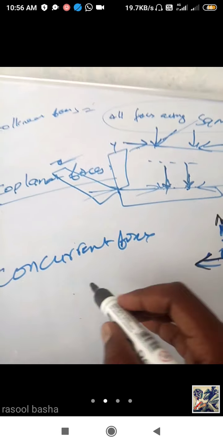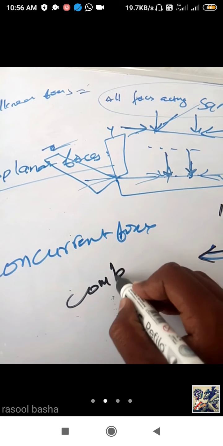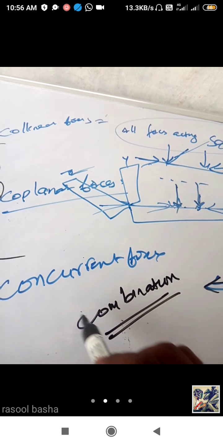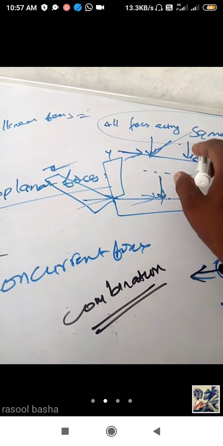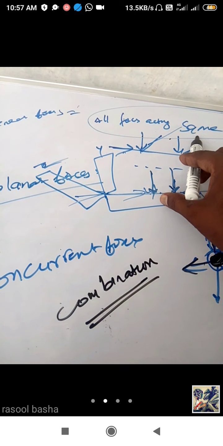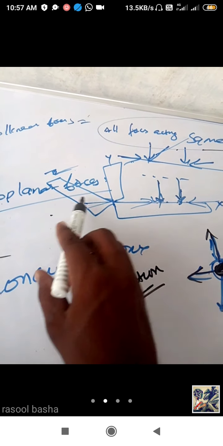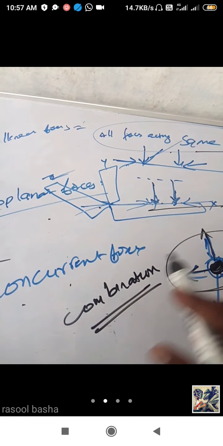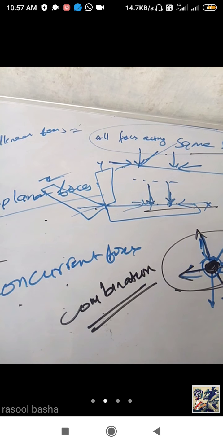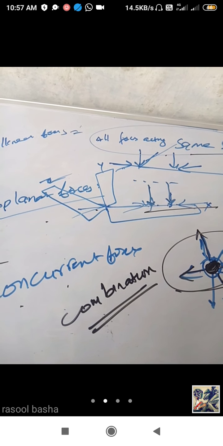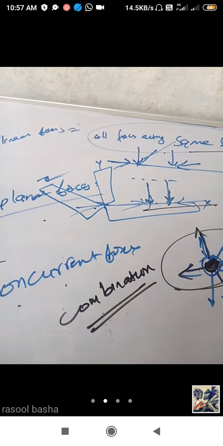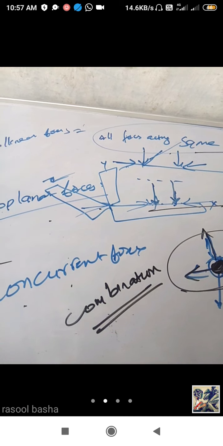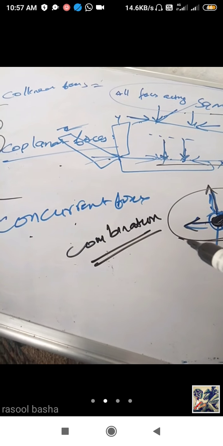So next, the combination of forces. These three forces: first one is collinear, the forces acting in the same line. Coplanar forces are in the same plane. Concurrent forces pass through the same point. These three differences we can understand easily. You can write any type of matter, any type of problem in the system of forces. Next, coming to the combinations.